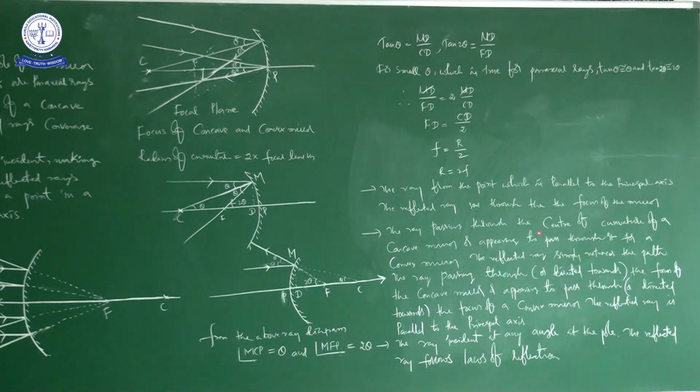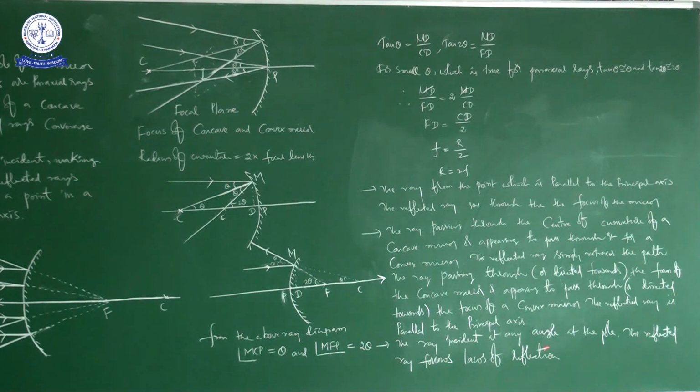So the first point, what is it saying? When the ray which is parallel to the principal axis is incident, after reflection it will pass through the focus. In the third point, what is it saying? When the ray which is passing through the focus is incident, the reflected ray becomes parallel to the principal axis. That only it is saying. So it is talking about both concave mirror and convex mirror. That is the only difference.